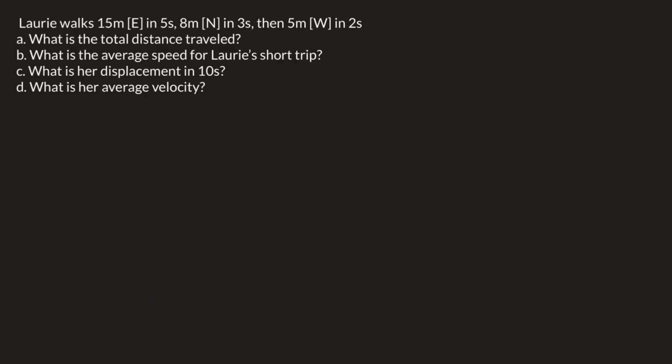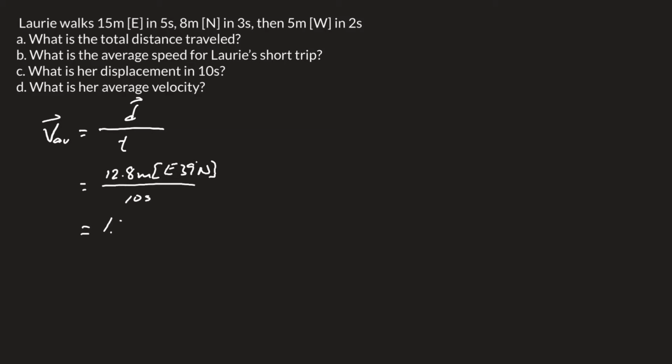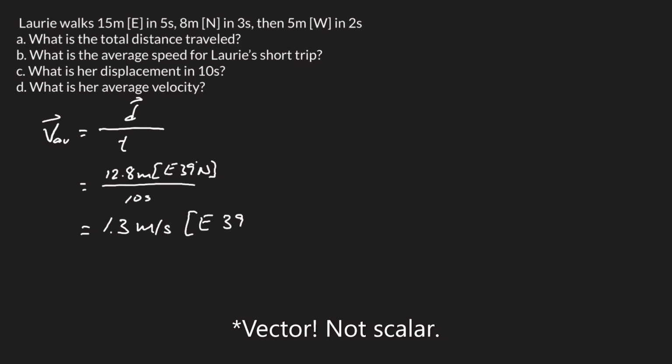The last part here is asking me to determine her average velocity. So velocity is another vector value, which means that the magnitude of the values plus the direction is going to be important here. So I'm going to use my displacement from before, as well as my time from before. My displacement from part C was 12.8 meters east, 39 degrees north. And my time, which is time is always a scalar value, so we don't need a direction there, is 10 seconds. Accounting for significant figures, I get 1.3 meters per second and include the direction because velocity is a vector value.